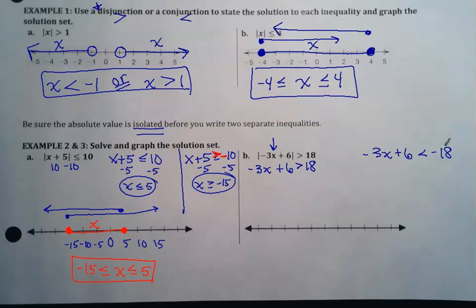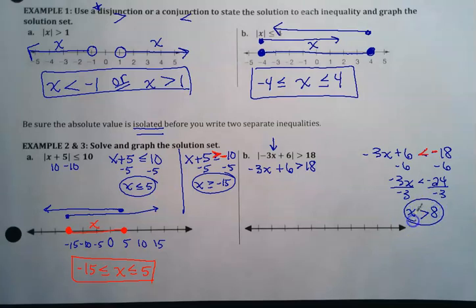Okay, so we flipped the sign again. We flipped the sign from our original, and we made it negative, just like when you multiply by a negative, you've got to flip the sign. All right, so then we would subtract 6. Negative 3x is less than negative 24. Divide by negative 3, which means we have to flip the sign again. X is greater than 8 on this one.